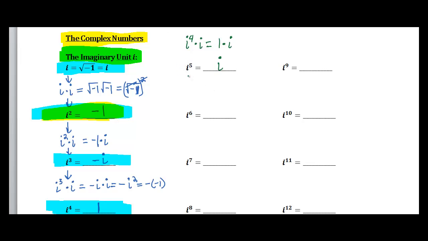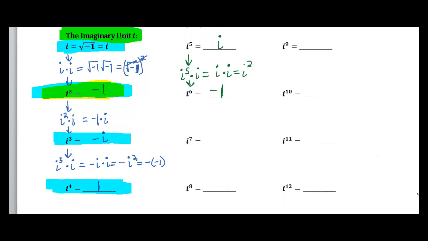Now let's go to i to the sixth power. Well, all I have to do is multiply i to the fifth times i. So I'm doing it on the right-hand side. I get i times an i, which is i squared. But we already said over here that i squared is negative 1. So we get negative 1. So i to the sixth is negative 1.